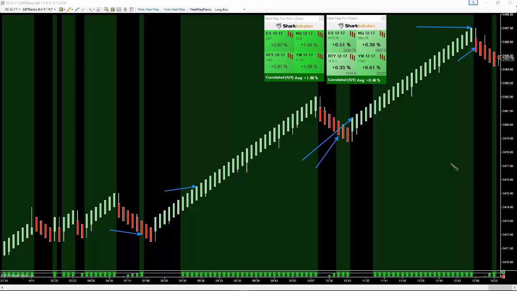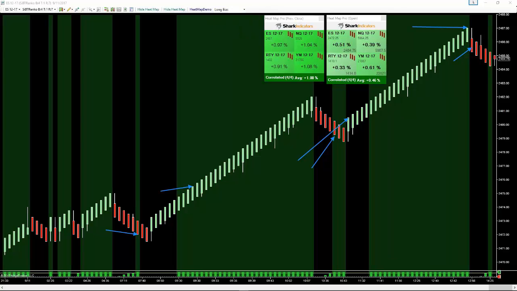This is the template that I use. I have a couple different Bloodhound templates. This particular template has my proprietary settings for trade entry, and the beautiful thing about my Bloodhound template is I have both long signals and short signals. But in this case, I only want to see the long signals when HeatMap Pro is as green and as correlated as it was on Monday the 11th. What I'd like to show you now is a sideways market. Bear with me one second.